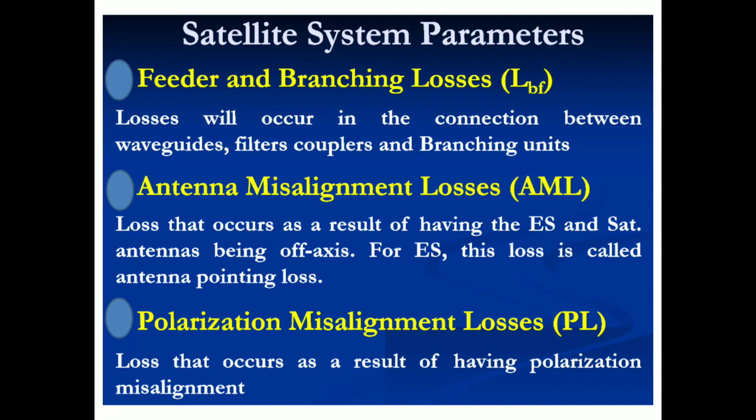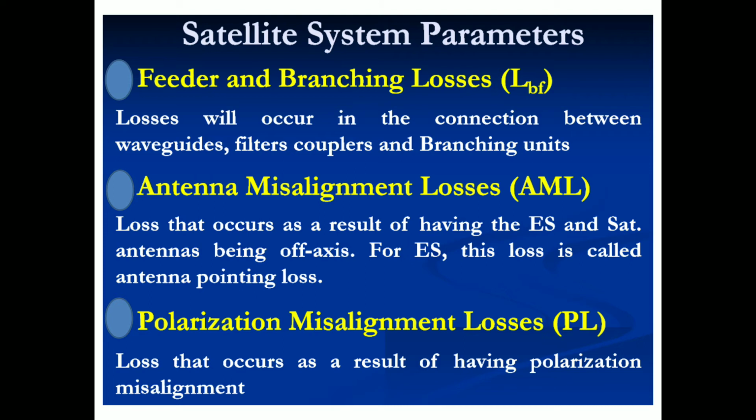The other losses are feeder losses. As the name suggests, it is a loss which occurs when we are feeding the signal from the system into an antenna, which may occur because of mismatches. So normally these losses occur in the connections between waveguides, filters, couplers and the branching units.